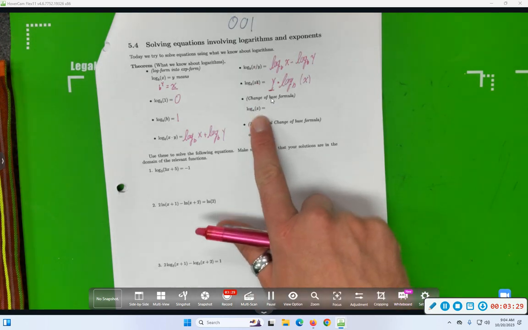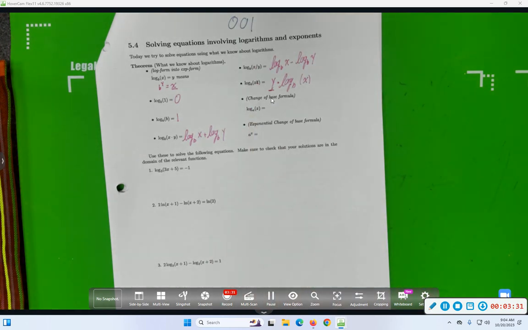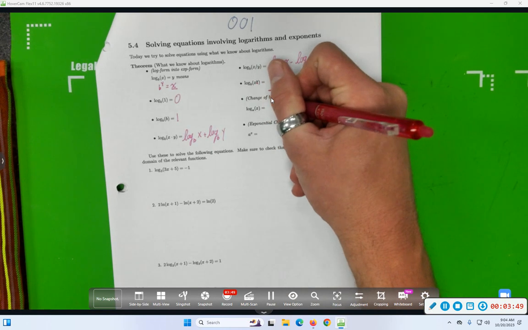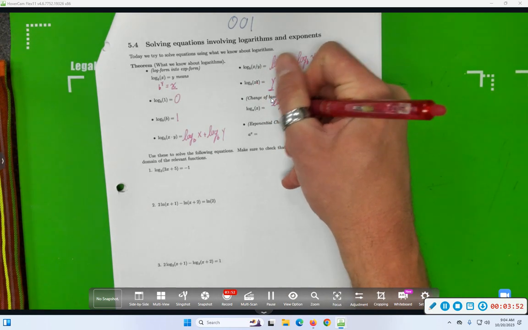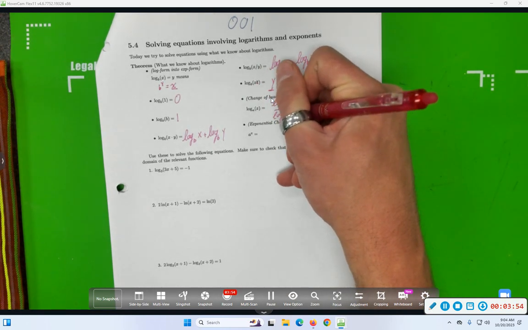The change of base formula. If you have a base a that you don't like, and you want to write it in terms of log base b, how can you? Log base b of x over log base b of a. Cool.